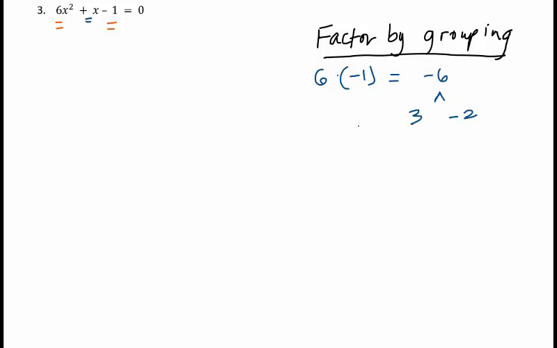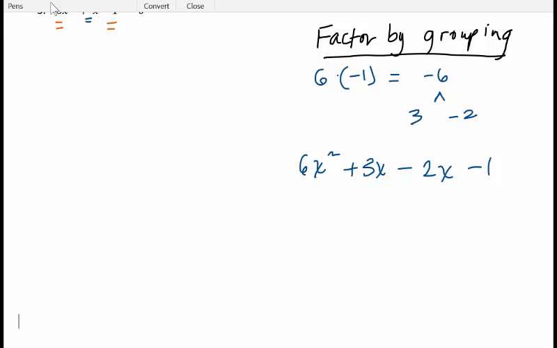And now we're going to just replace this middle term. So we bring the 6x squared down, but instead of having plus x, we have plus 3x minus 2x, and that way it still is equivalent to the original quadratic trinomial. And this is when the grouping begins. So split the expression in half.